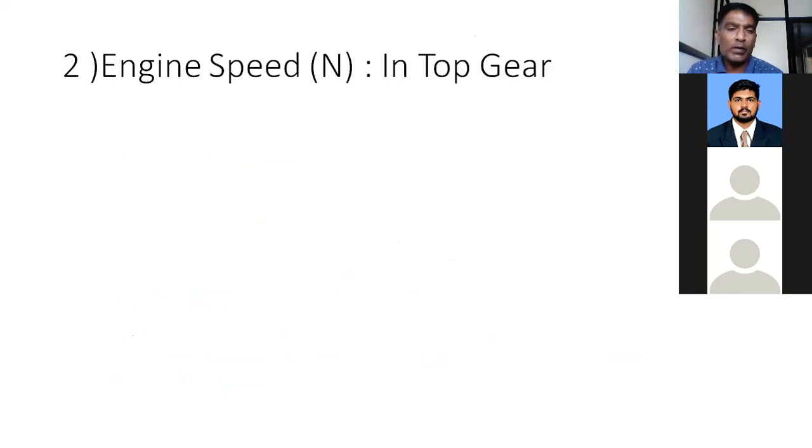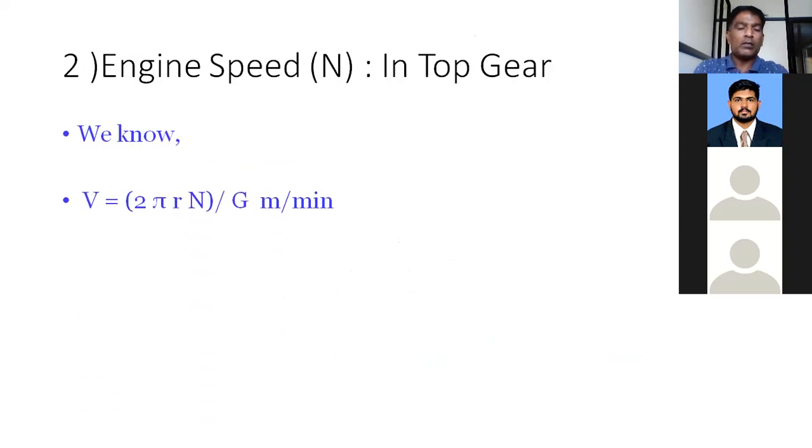Next, you can write engine speed, and that is also asked in top gear. Then we have already written one formula: V is equal to 2 pi Rn divided by G, meter per minute. Remember this formula.